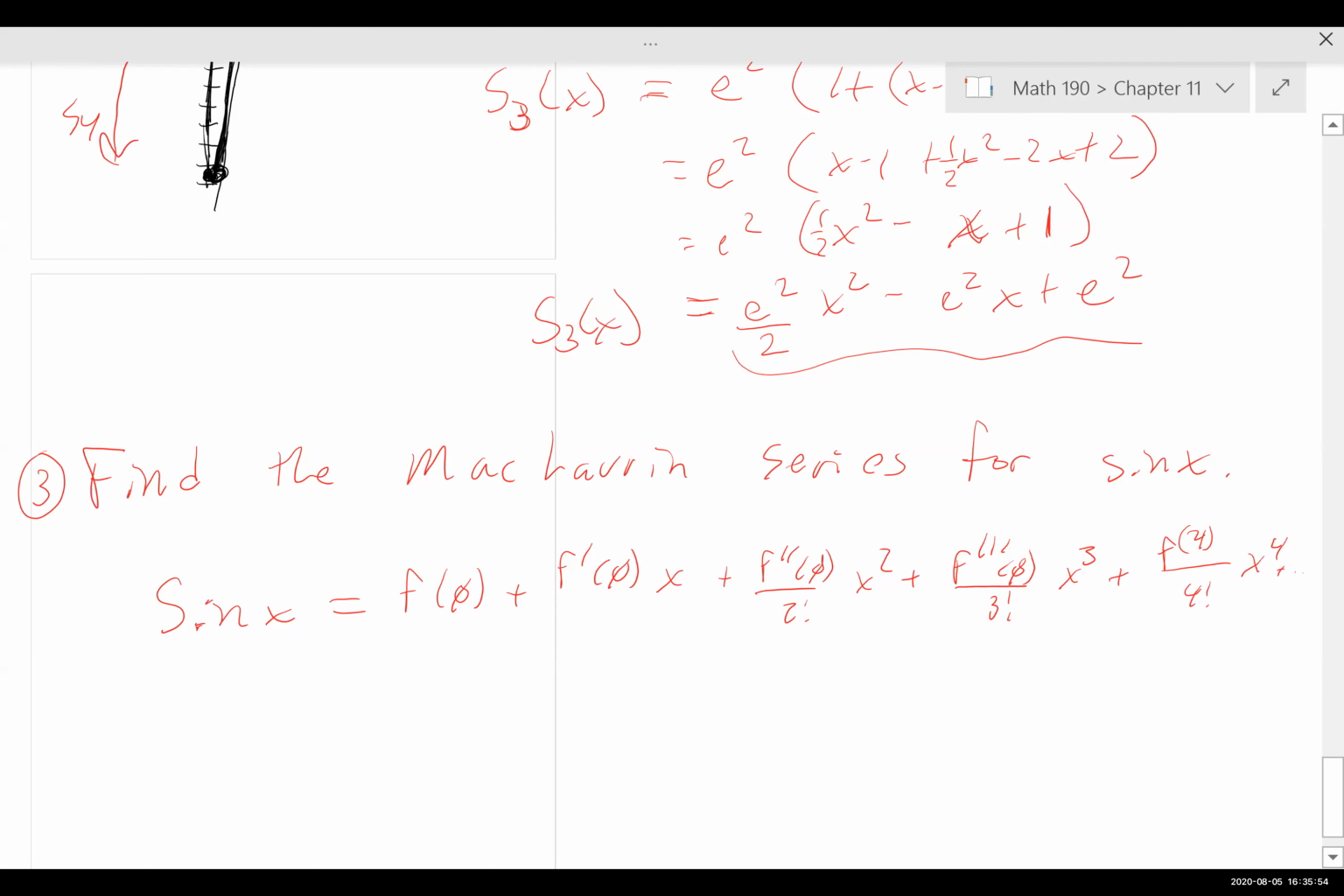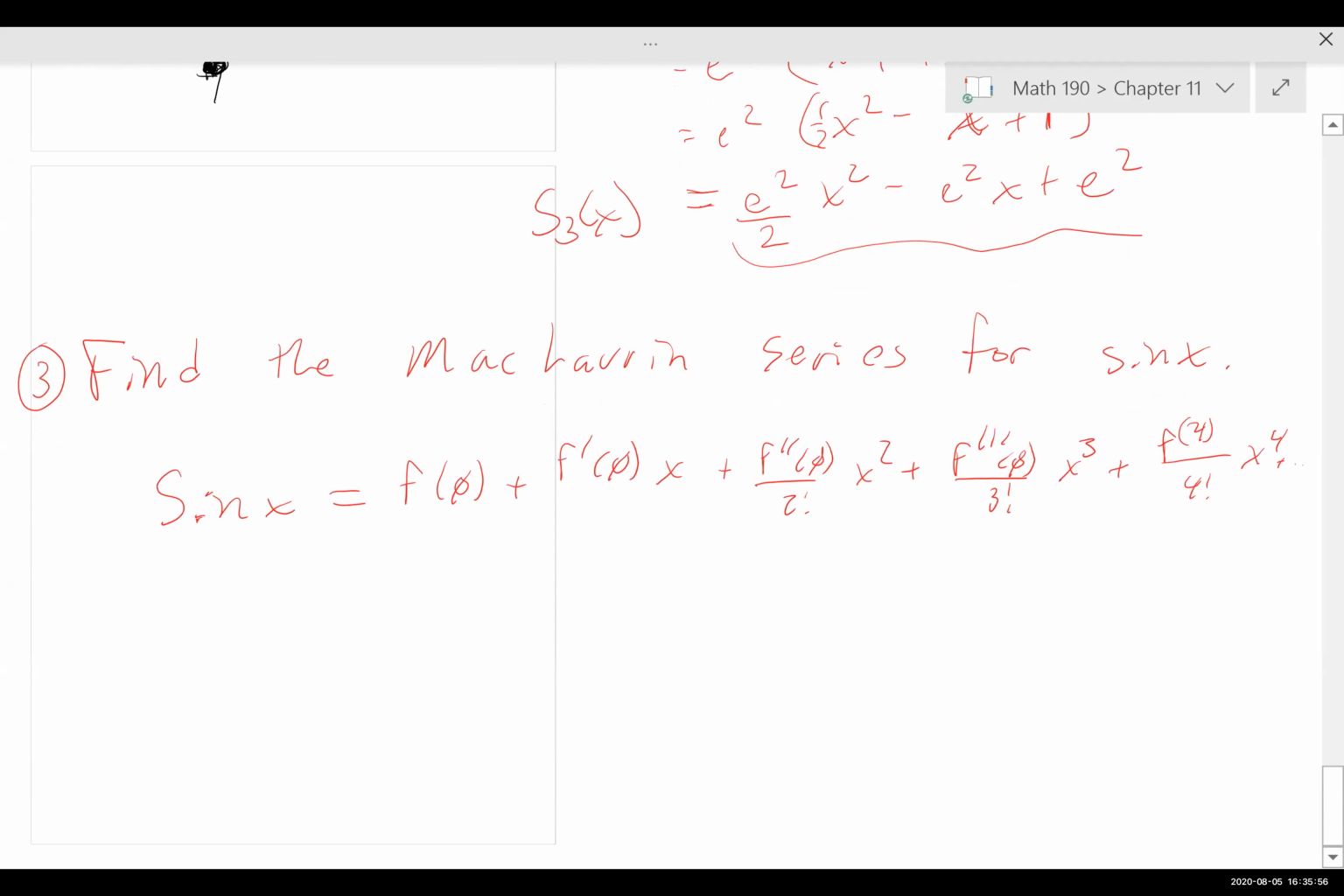So we've got to find our derivatives here. This is just going to be the sine of 0, right? What's the derivative of sine? Well, the derivative of sine is cosine of 0, right, times x. Plus, so let's start taking some of these derivatives.